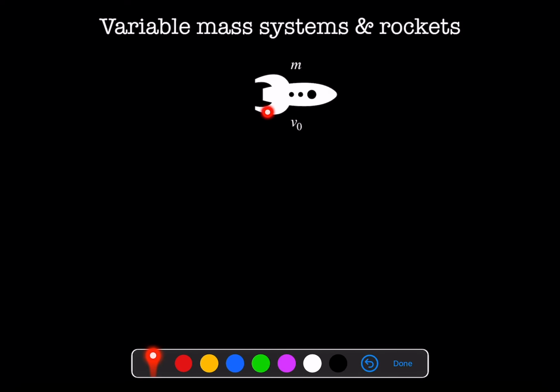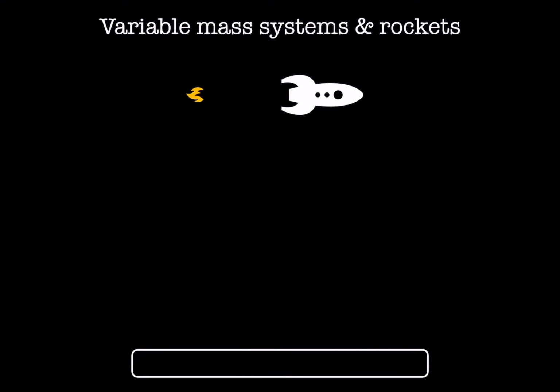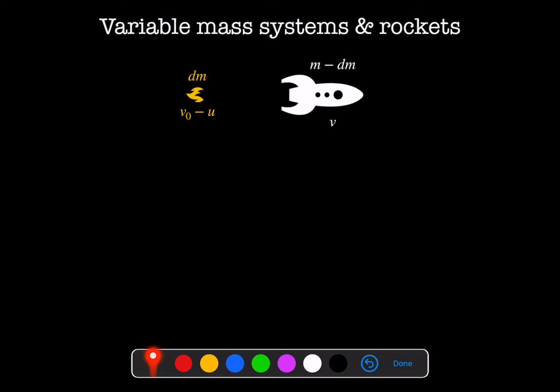Imagine I have a little rocket, my spaceship is going along in space, it has a mass m, and it's traveling at velocity v naught. And then it decides to turn on its thrusters. It loses some mass dm, which is traveling at velocity v0 minus u. Now the rocket has lost a little bit of mass and is traveling at a new velocity v.